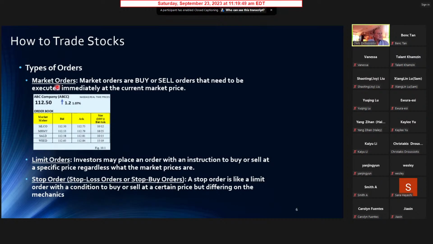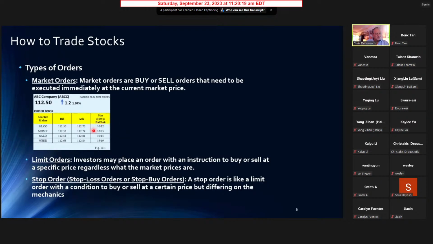And if you look at this table I have here, these are market makers. We'll discuss market makers later. Merrill Lynch, which is part of Bank of America now, has a bid on ABC company at $112.50, which means they are buying stock at $112.50, and they're also selling stock. Those are more like dealers, which I'm going to discuss more later. They're holding their own stock.